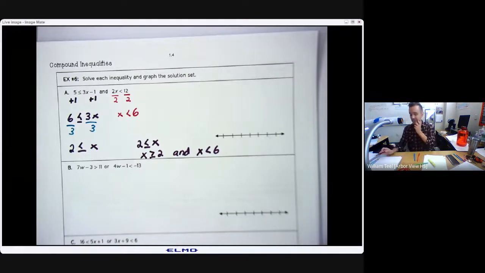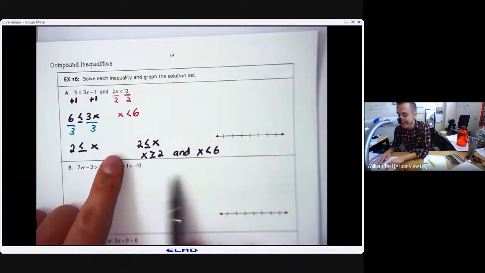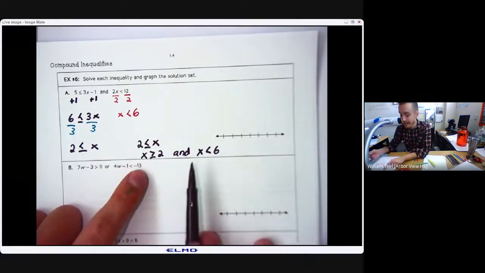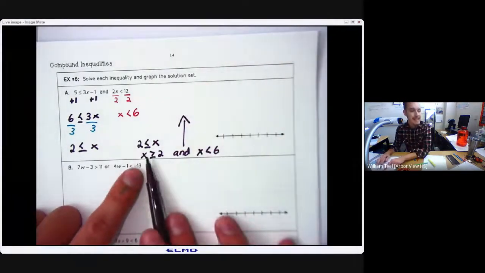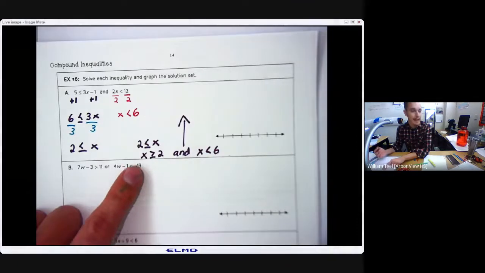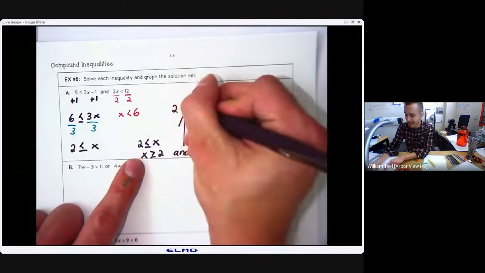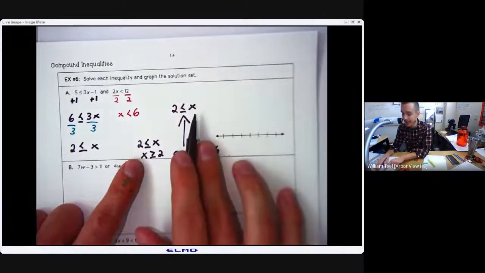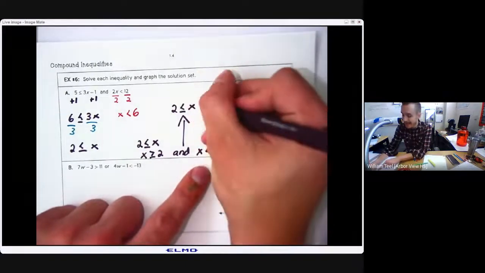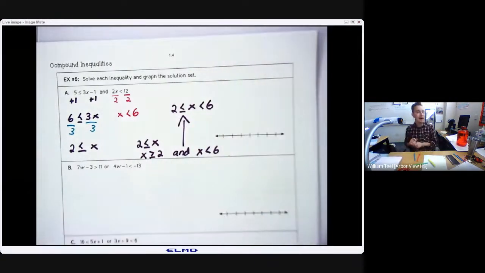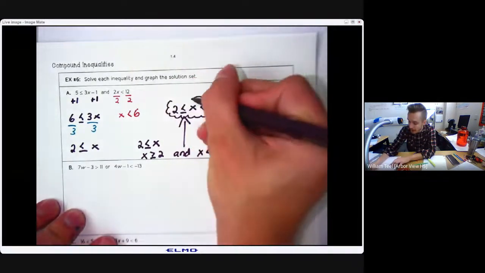Now, what I want to do first, before I even look and see how this is going to look on the graph, I'm going to turn this into one single inequality, okay? So let's go ahead and move this up here. I'm going to write this as one big compound inequality. Since I have 2 is less than or equal to x, I'm going to write 2 is less than or equal to x first. X is going to go in the middle. And then I also know that x is less than 6. So I'm going to put x is less than 6. That's how I would represent these two as one single inequality.